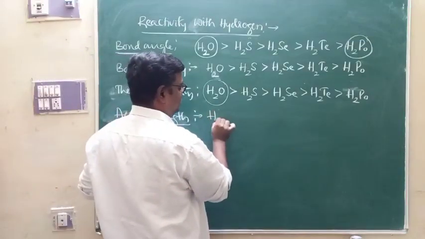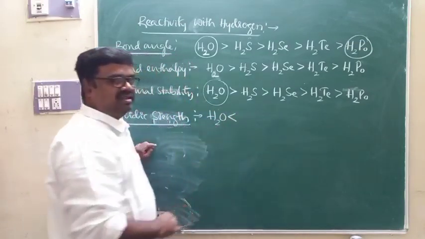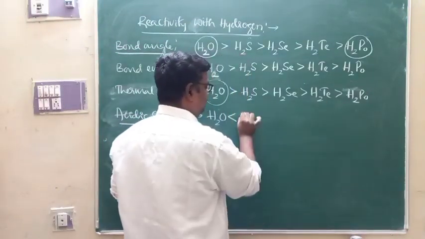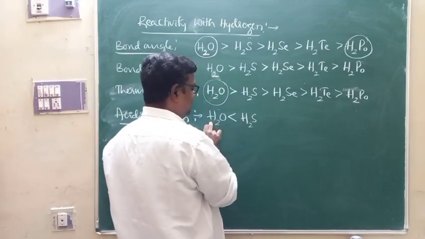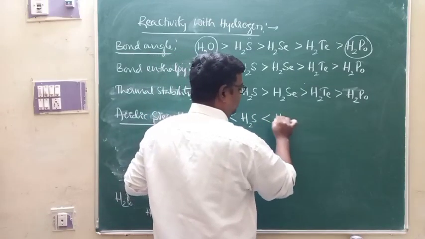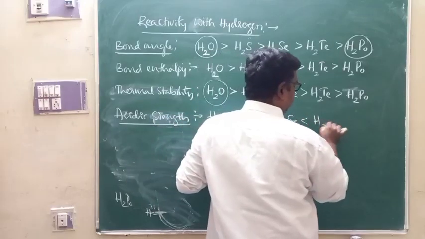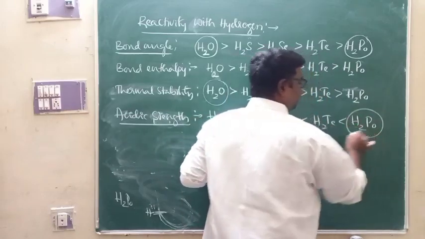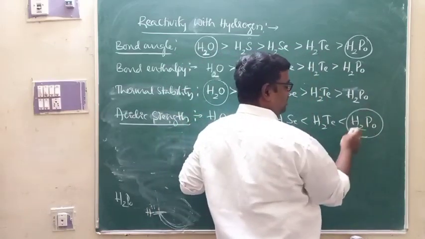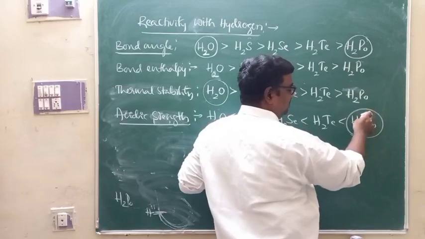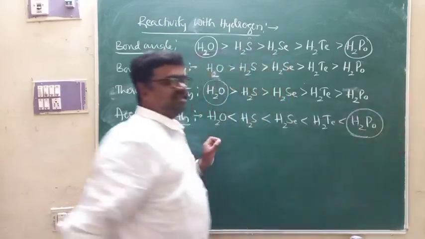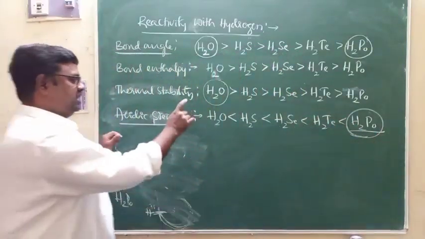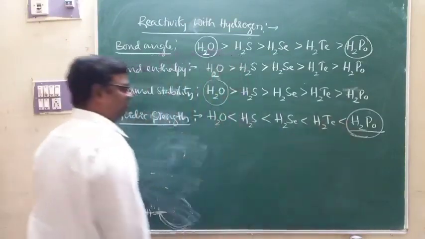Because of that, the ability to release H plus ions in the case of water is least, and that increases from water to H2Po. That is, the acidic strength of water is less than H2S, less than H2Se, less than H2Te, less than H2Po. That means H2Po with the least bond enthalpy. Here breaking the bond is easy, so it easily releases H plus ions. Therefore, H2Po is highly acidic. So acidic strength increases from water to H2Po.